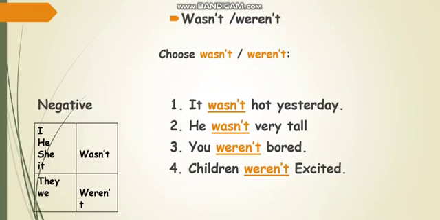We say I wasn't, he wasn't, she wasn't, it wasn't. They weren't, we weren't, you weren't. Number 1, it wasn't hot yesterday. Number 2, he wasn't very tall. Number 3, you weren't bored. Number 4, children weren't excited. Okay?